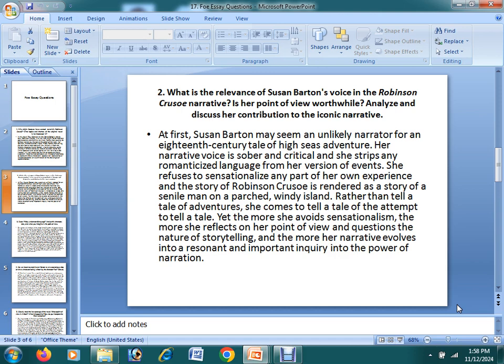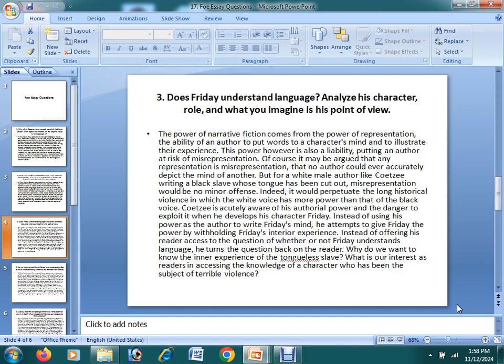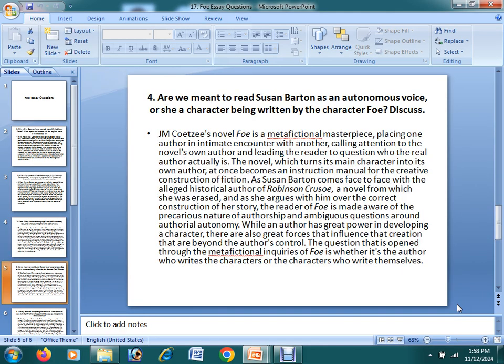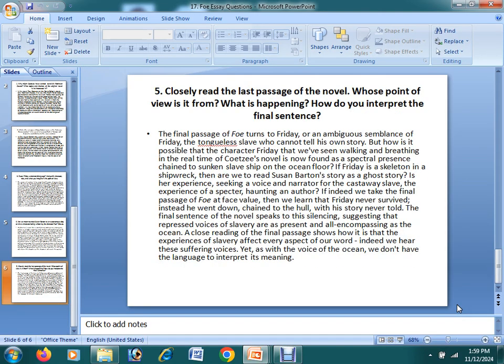Does Friday understand language? Analyze his character, his role, and what you imagine of his point of view. Are we meant to read Susan Barton as an autonomous voice, or is she a character being written by the character Foe? And what is happening? How do you interpret the final sentence? What is the final sentence?